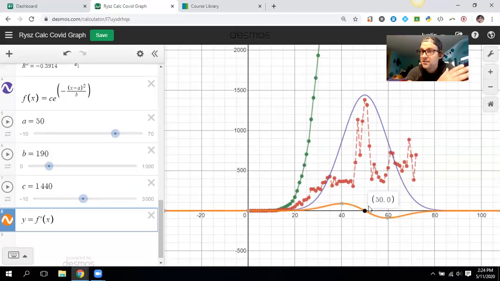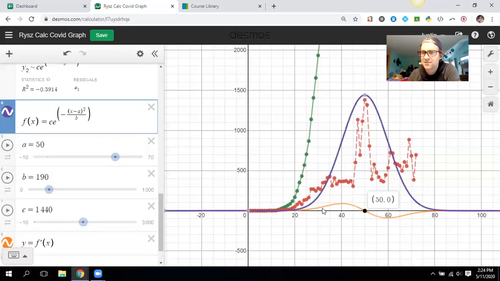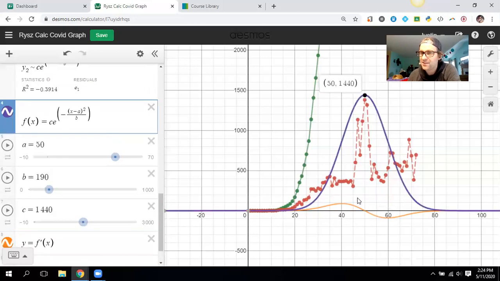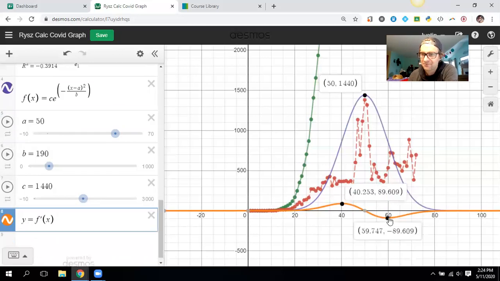So remember, derivatives indicate highs and lows, mins and maxes. So when we have a derivative equals 0, we have a change in direction. So that is the maximum point. So where did we get the most amount of new people? Right here.